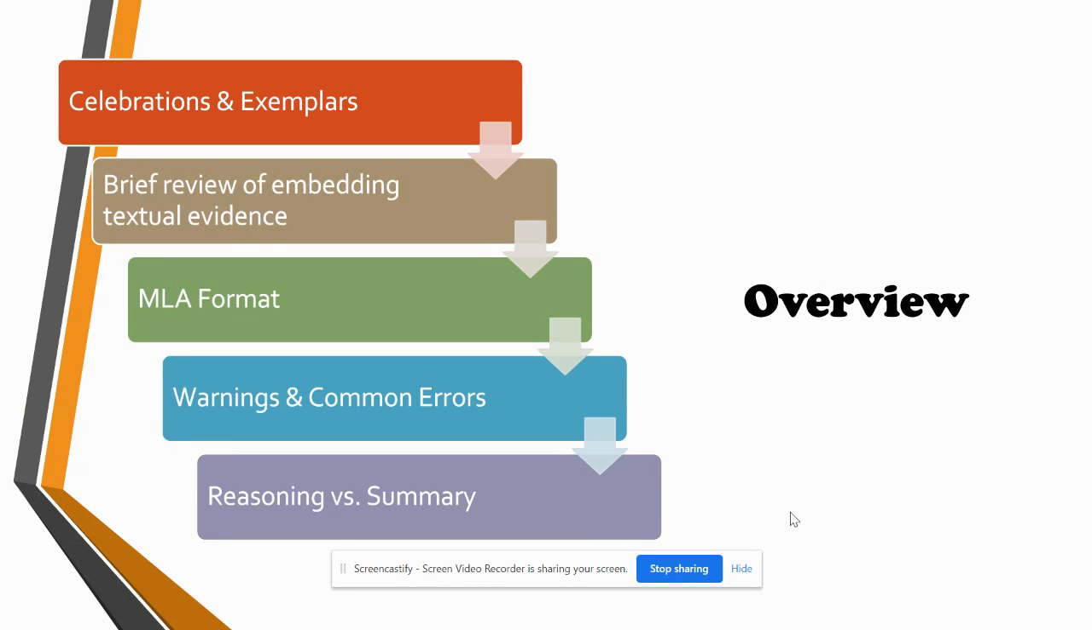We'll go through each one of those, look at some celebrations and exemplars, which are good examples of how to complete different parts of the CER. We will review embedding textual evidence, look at MLA format if time, and you will have some warnings and common errors for CERs that you can look for in your own rough draft. And we will take a look at examples, reasoning versus summary.